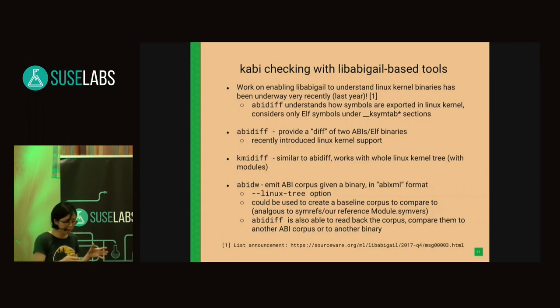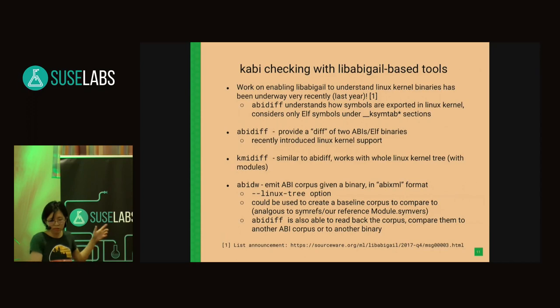So now libabigail-based tools like ABIDiff are able to understand how symbols are exported in the Linux kernel. When you give ABIDiff, for example, a vmlinux binary, it will only look at the symbols under the ksymtab sections. So it knows how to read the special ELF format that the vmlinux binary is in.